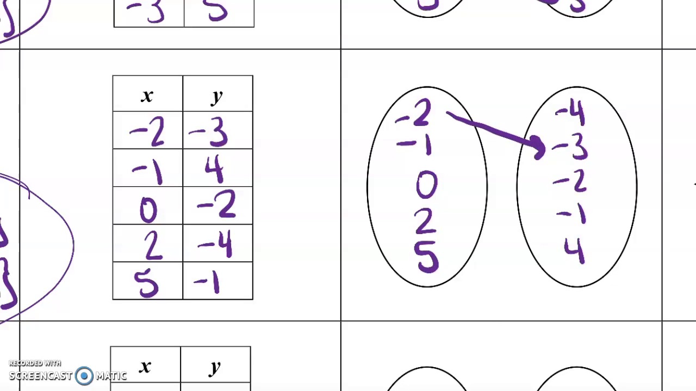-2 goes to -3. Now I'm looking at my table. -1 goes to 4. 0 goes to -2. 2 goes to -4. And 5 goes to -1. So just be careful drawing your arrows. Make sure you can tell which number goes where.